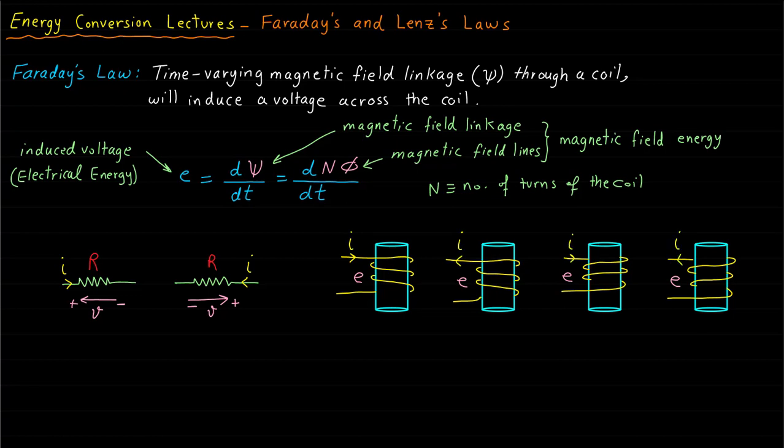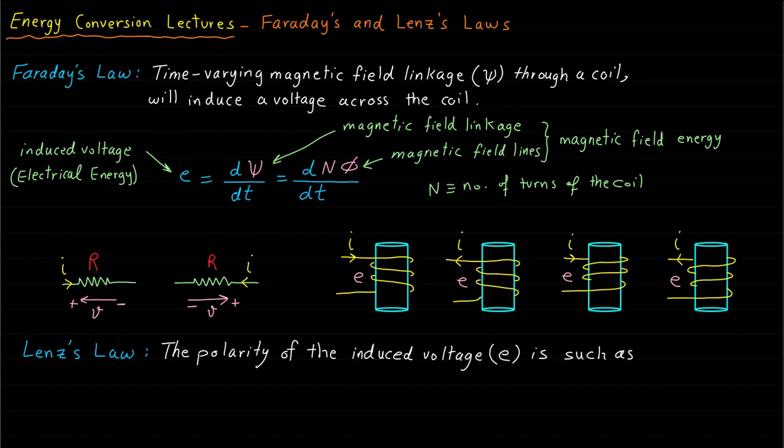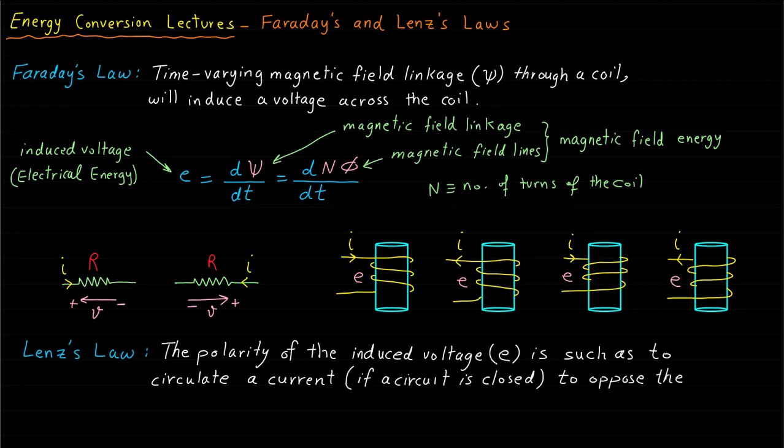The polarity or direction of the induced voltage e of the coil can be identified by using Lenz's law. Lenz's law states that the polarity of the induced voltage e is such as to circulate a current, of course if the circuit is closed, to oppose the change of the magnetic field linkage.